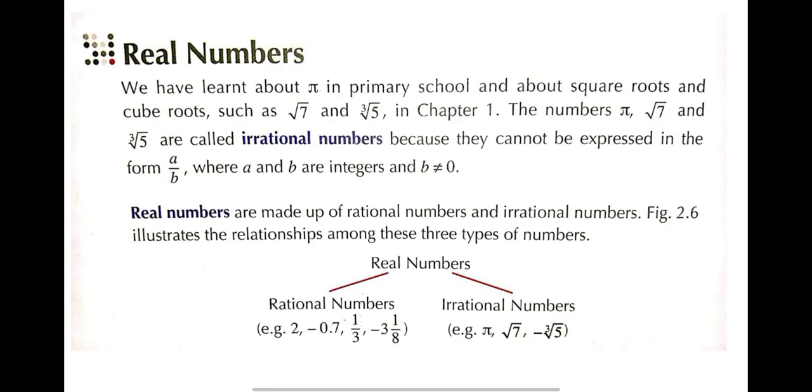So now we are talking about the bigger picture, which is real numbers. Real numbers are made up of rational numbers and irrational numbers. The irrational numbers are the ones that we talked about just now, and rational numbers are just the other numbers except irrational numbers, like whole numbers and fractions, even the positive ones or negative ones. You can see the example here.